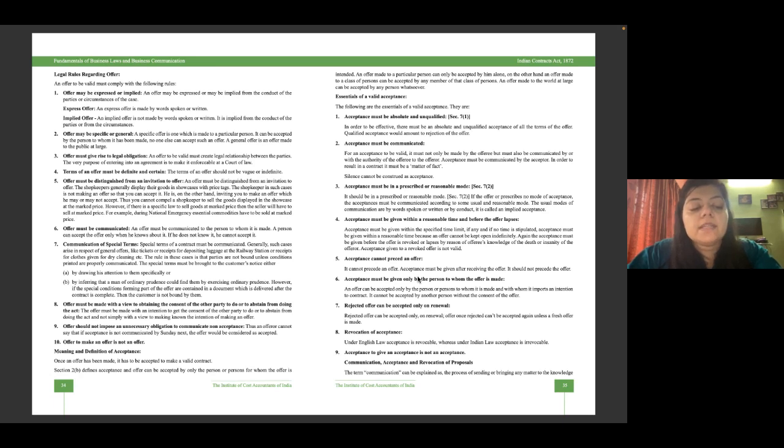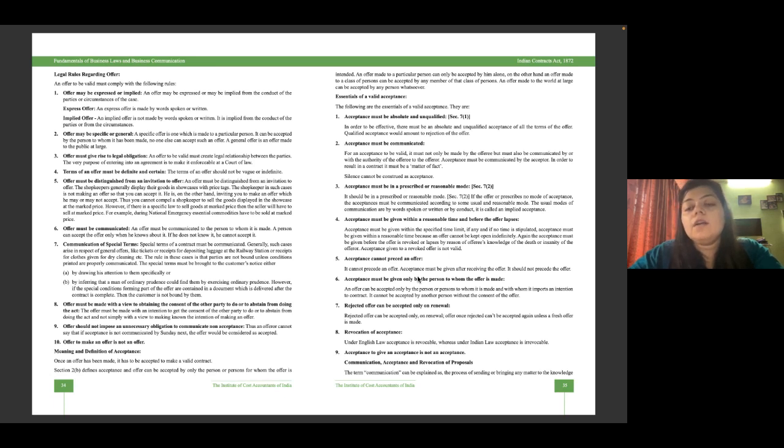Eighth is with respect to offer: it must be made with a view of obtaining the consent of the parties to do so or to abstain from doing the act. And finally, they speak about how an offer should not impose an unnecessary obligation to communicate non-acceptance. An offer to make an offer is not an offer, and thereby they talk about the meaning and the definition of what an offer stands for. So whenever we are talking about what exactly an offer is and what the components of a binding offer are, there are multiple ways to put it.